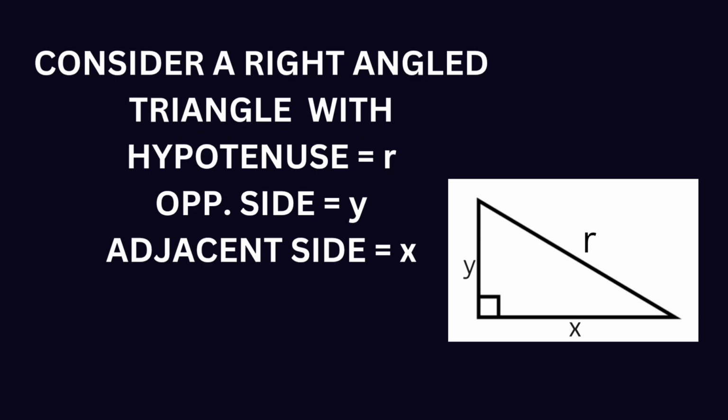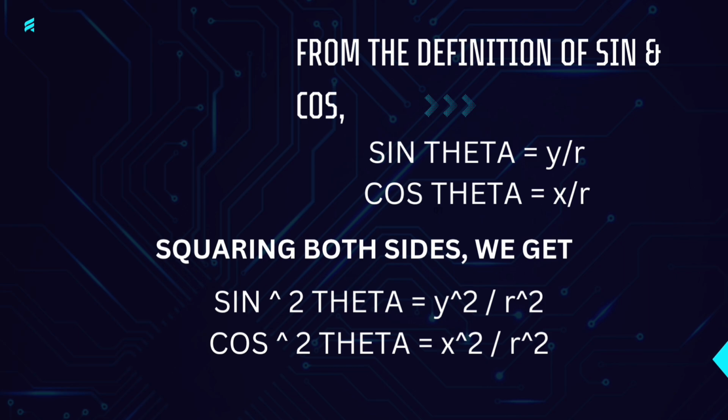Now consider a right angled triangle with hypotenuse r, opposite side y, adjacent side x. See the diagram. From the definition of sine and cos, sin theta equal to, with respect to the angle, y by r, right? Then cos theta is x by r, right? Opposite by hypotenuse and adjacent by hypotenuse.